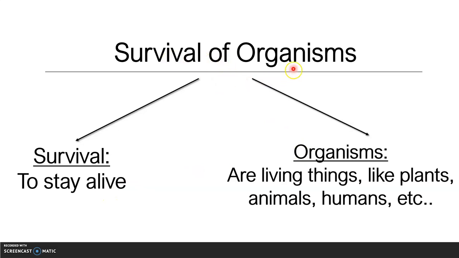Survival of organisms. So what is the meaning of organisms? Organisms are living things, only living. Living things are organisms, like plants, animals, humans. Plants, animals, humans are examples of organisms and living things.